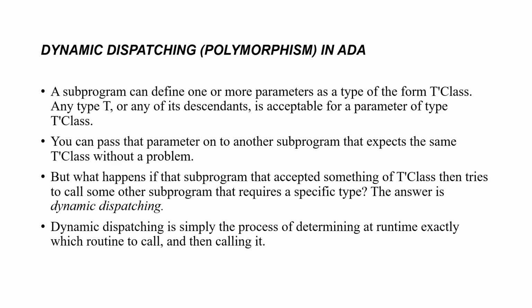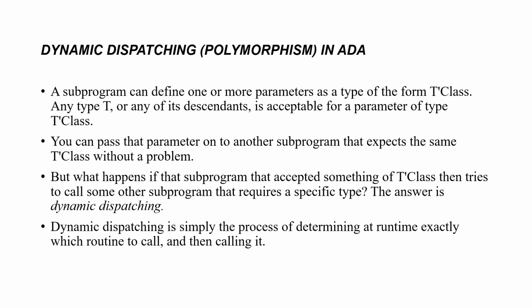A subprogram can define one or more parameters of the form T'Class. Any type T or any of its descendants is acceptable for a parameter of type T'Class. You can pass that parameter on to a subprogram that expects the same T'Class without a problem. But what happens if the subprogram that accepted something of T'Class then tries to call some other subprogram that requires a specific type? The answer is dynamic dispatching. Dynamic dispatching is simply the process of determining at runtime exactly which routine to call and then calling it. For example, in the previous example, you see area, perimeter and draw. If you define these at runtime, you can pass it any class.